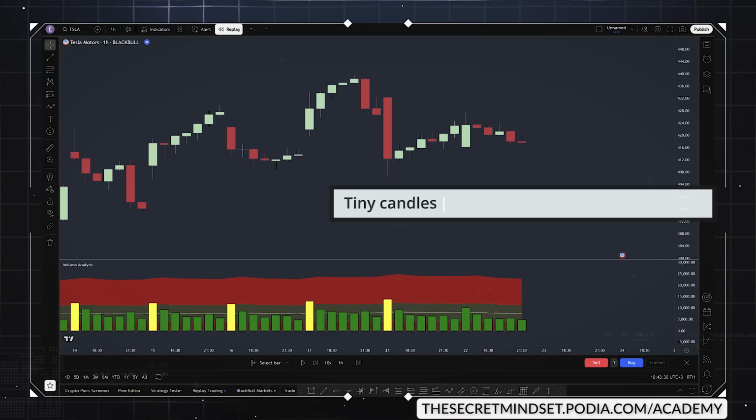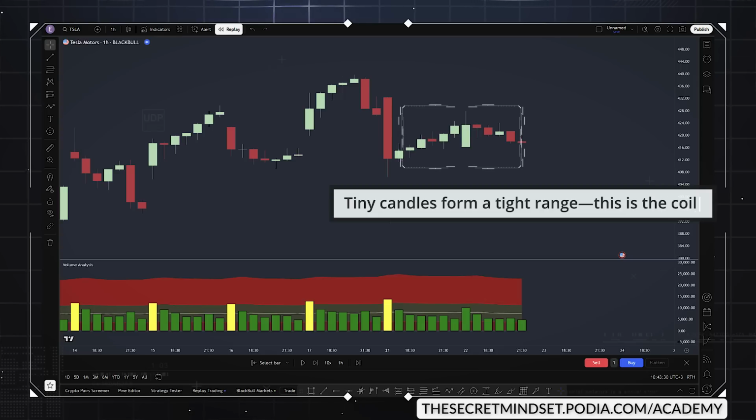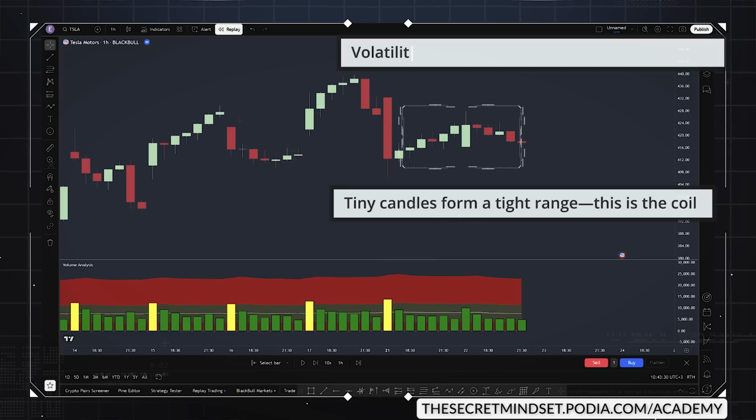Right after this, everything goes quiet. Price stops moving fast. Instead, you get a group of tiny candles. They barely move up or down. They sit in a small box, trapped between two tight lines. This is the coil. It's like the market is holding its breath.